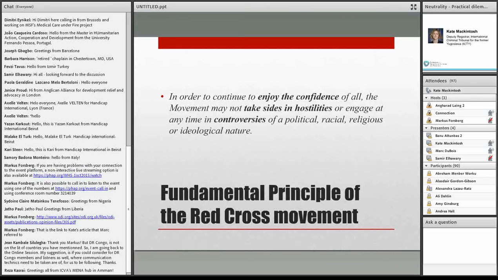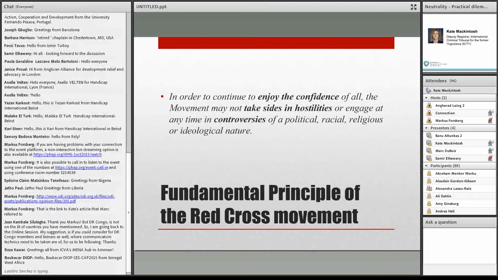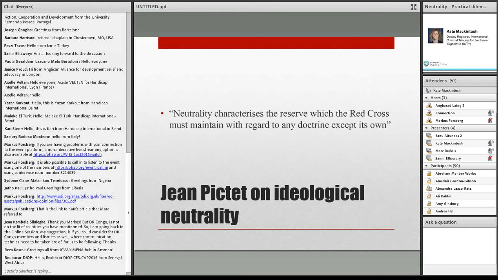And there's a fantastic quote from Jean Pictet, with whom many of you will be familiar. Jean Pictet is the scholar, the man who wrote the commentary to the Geneva Conventions, and he's difficult to put on a PowerPoint slide, actually, because he talks in extremely long and elaborate sentences. But nonetheless, I will, in a minute, put up a slide, a short extract of something he said about ideological neutrality. And that's this. He says, neutrality characterises the reserve which the Red Cross must maintain with regard to any doctrine except its own.